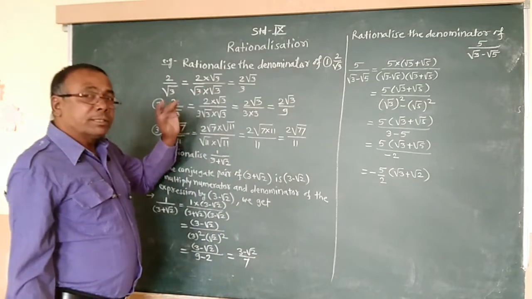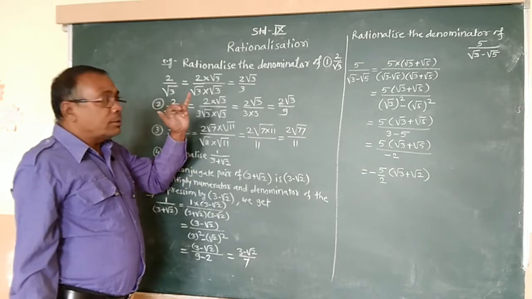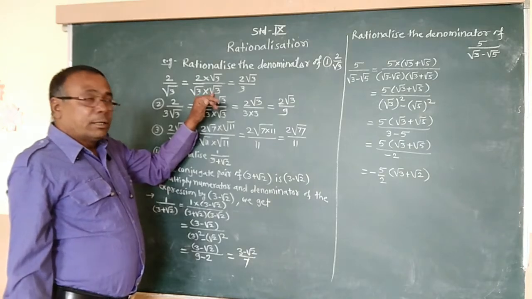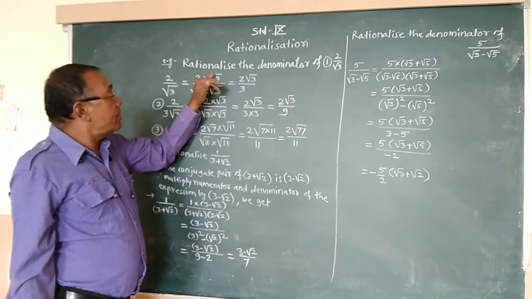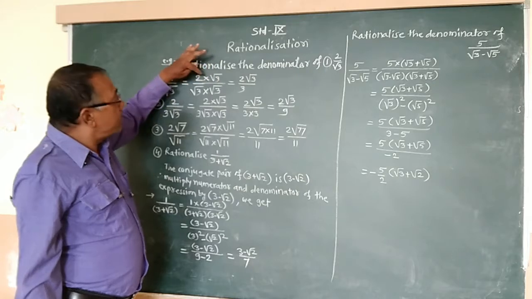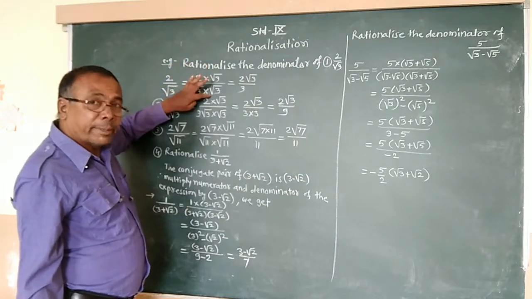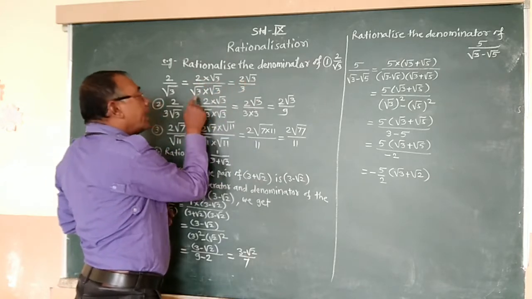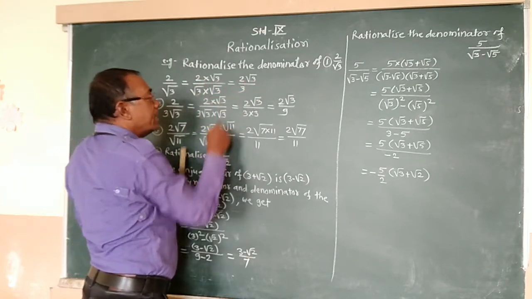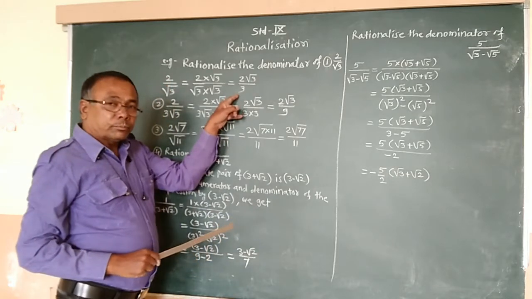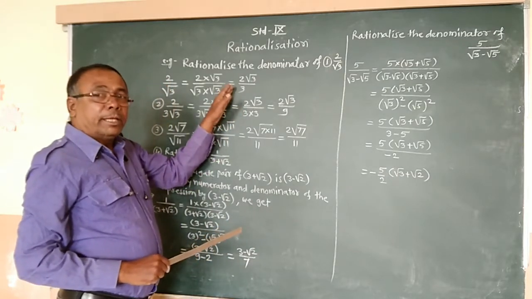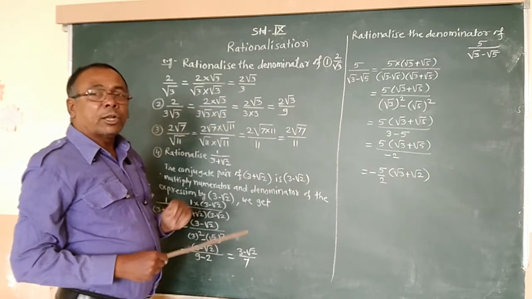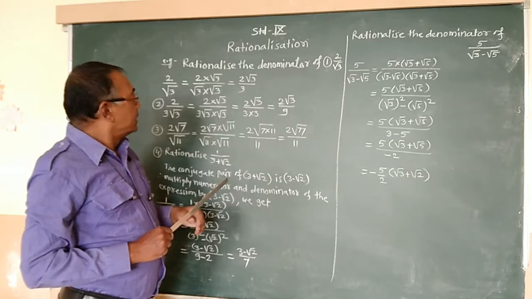Here, root 3 means we have to multiply the same irrational number, root 3, to both numerator and denominator. I have multiplied the numerator by root 3 as well as the denominator by root 3. So 2 into root 3 is 2 root 3, and root 3 into root 3 is 3. In this way we have removed the radical sign, or irrational number, from the denominator of the given expression.